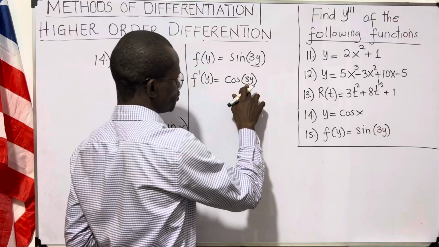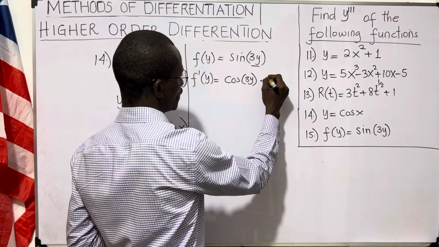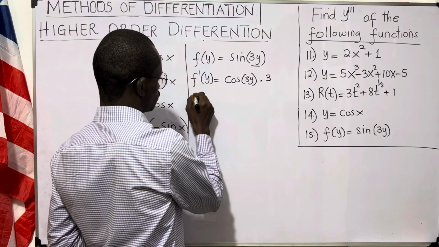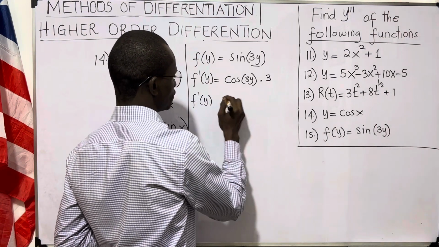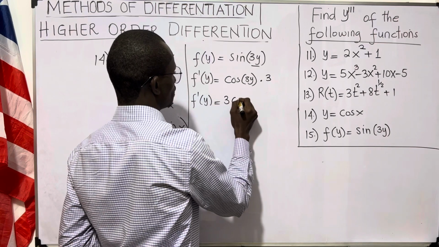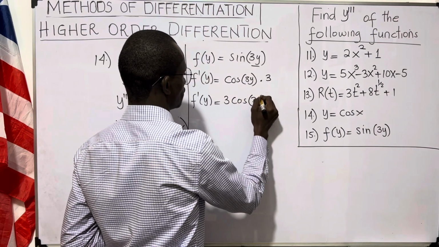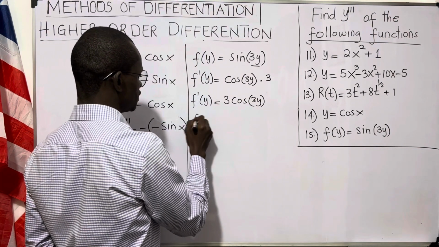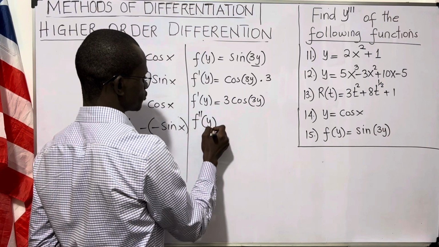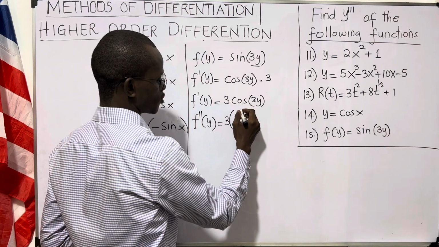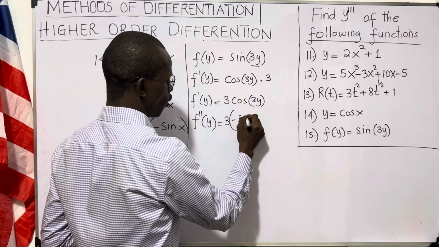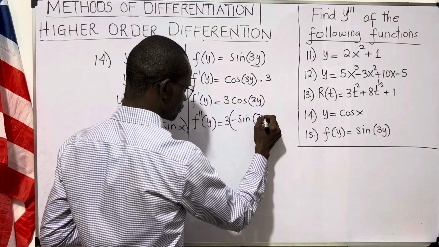But now you have 3y. So you differentiate 3y, you get 3. So f prime of y, now you don't multiply this value by the angle, so we say 3 cos of 3y. Now we find the second derivative, f prime prime of y. We hold this 3 and differentiate cos. We get minus sine of this particular angle.